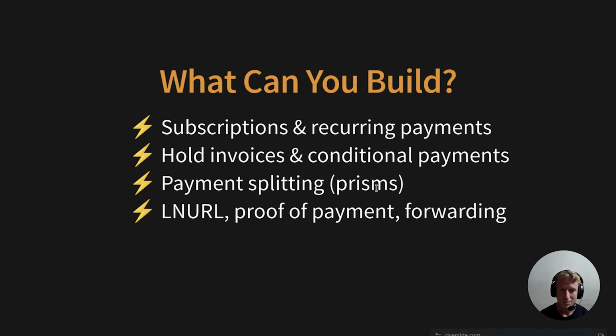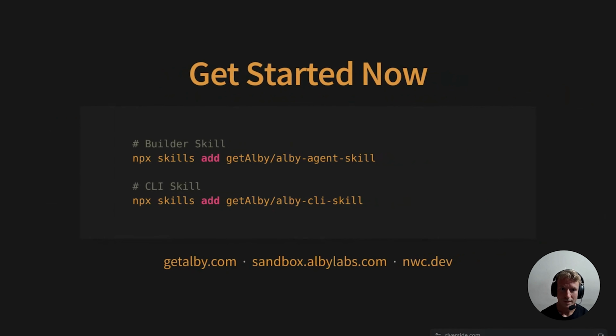You can do something like a Prism. So if Alice sends a payment to Bob, he can forward some part of it to Charlie and David. And there's Lightning address stuff and checking pre-images, which is like a proof of payment. So a lot of stuff you can do. Really just one line and you give your agent everything it needs.